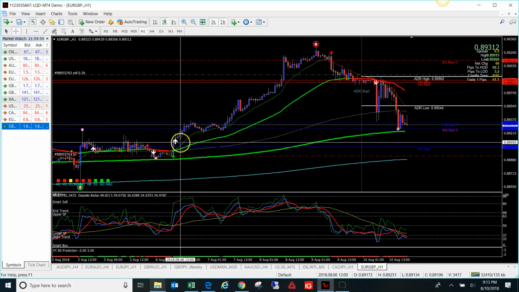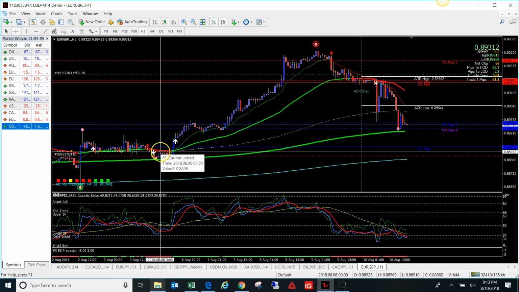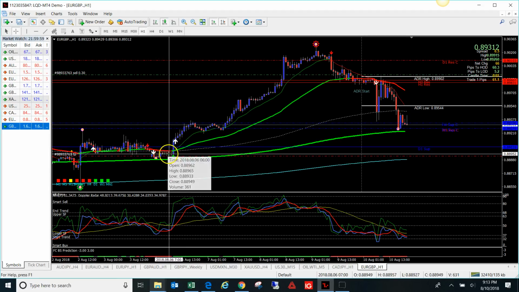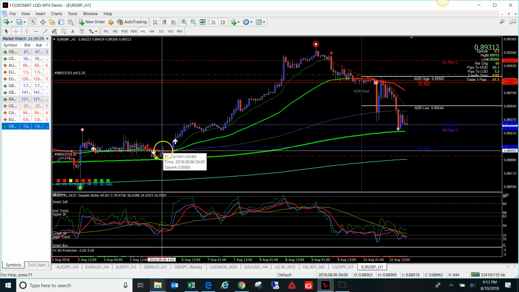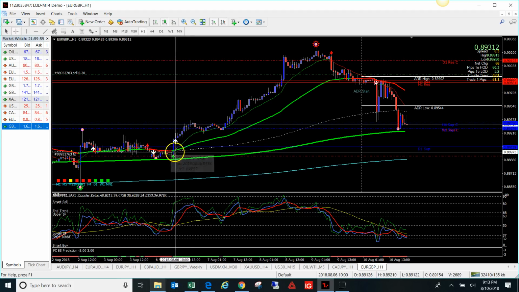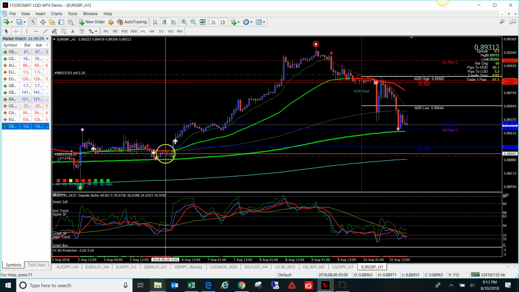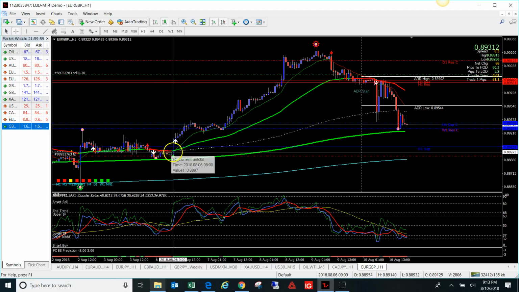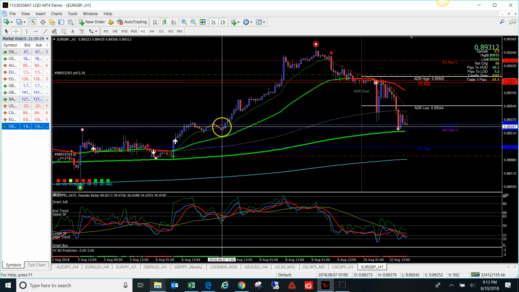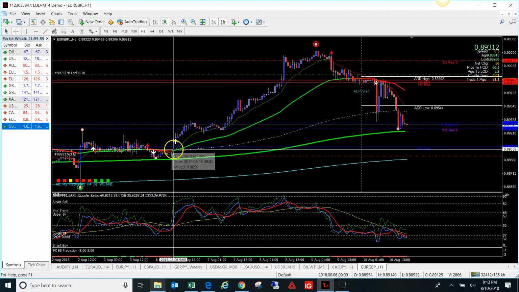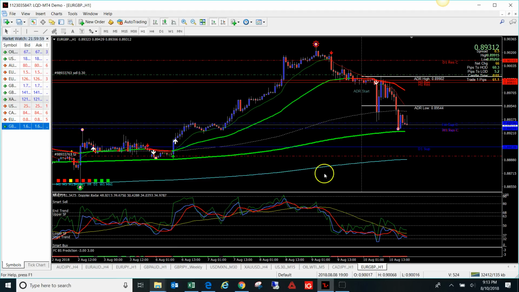Now for the sure shot signal, the white arrow, you're waiting for the small current to turn green, the second current to turn green, and then you're waiting for the small current to cross above the second current. And that's going to give you that perfect entry. Could have ridden that all the way up to this zone for 109 pips.